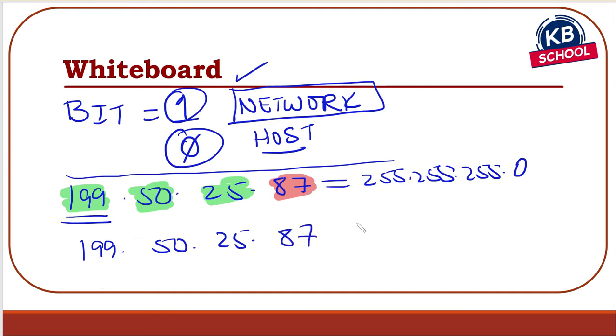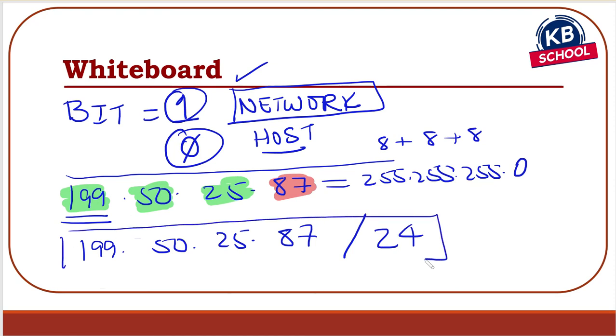199.50.25.87, the same address, but I can put a slash and the number of bits that make the network portion, because it's always from left to right. How many bits is it? 8 bits, 8 bits, 8 bits. So total of what? 24 bits. So I could write this address like this as well. 2 different ways of doing the same thing. You can do it like this, or you can do it like that.